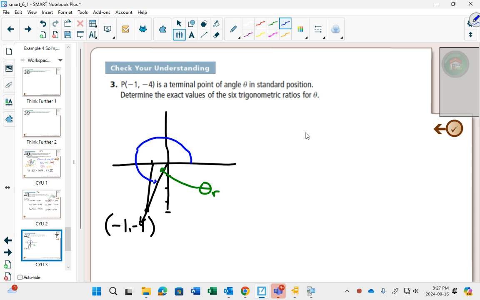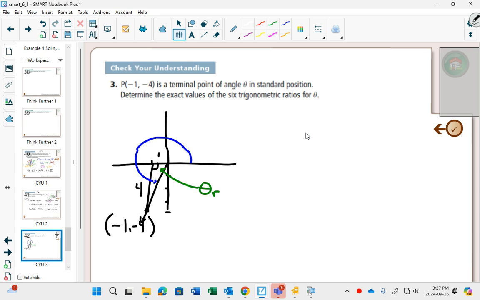But if I go back to my nearest x-axis, I make a right-angled triangle, and because I know this point is -1, -4, does it make sense that this length is 1 and this length is 4? Yep. Sometimes people label negatives on the triangle. I just label lengths. I always use positive values.